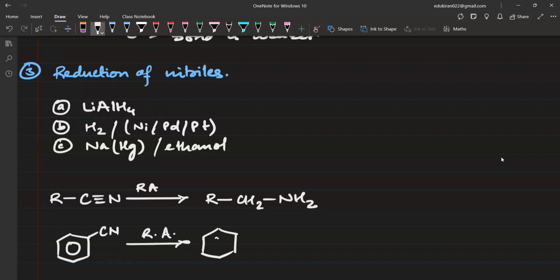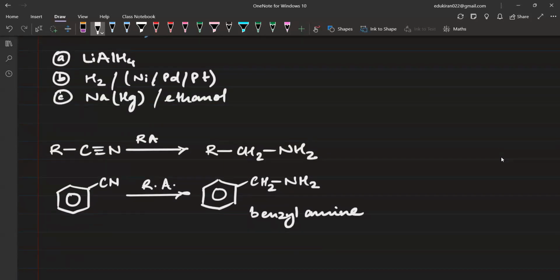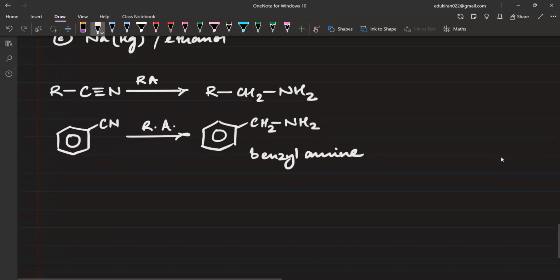You will have the benzene ring. You don't write NH2 directly, you write a carbon atom that will get CH2 and then NH2. So this is not aniline, this is benzylamine. Benzyl means a benzene ring with a CH2 is known as benzyl. You have learned this in haloalkane also. So you can use any one of these.